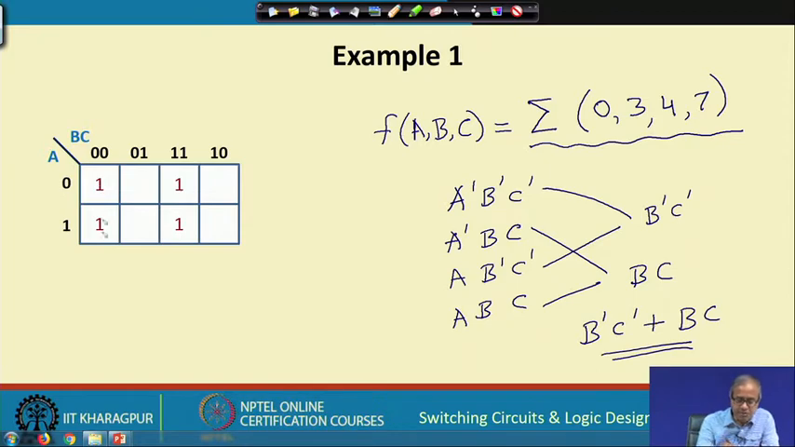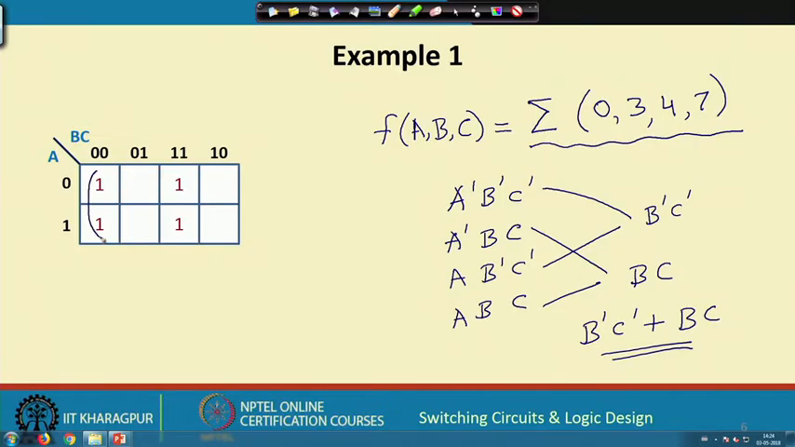Now, see, I have shown the true minterms here. Let us try to form the cubes. The rule of cube formation is, as I said, the number of cells should be some power of 2, they should be adjacent to each other, and you make it as large as possible.